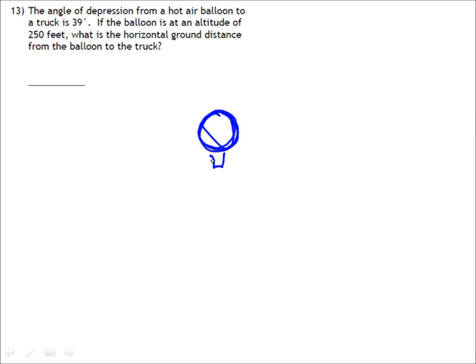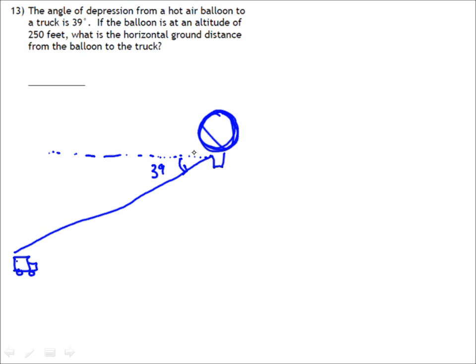So again, angles of depression are measured along horizontal. So if I have this horizontal line here, sorry, it's a bad sketch, the angle of depression is going down from that horizontal. So we're looking at this right here. So here's my angle of depression. It's 39 degrees. And apparently here I see the old truck. I don't know. It's a truck. And trucks have wheels.